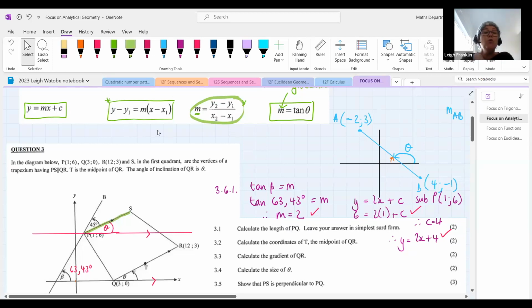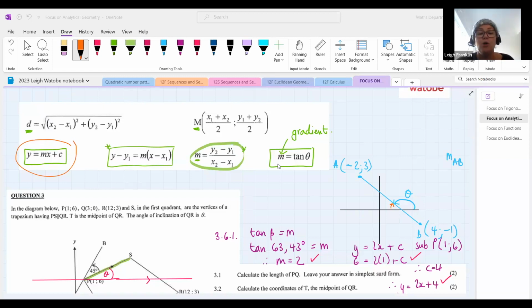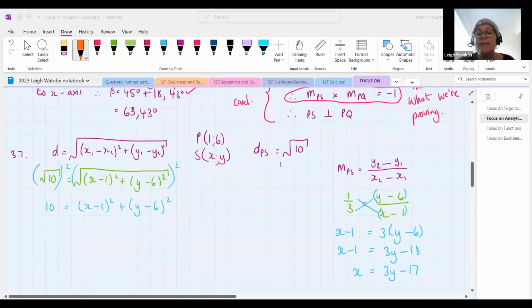We could also, if we wanted to, in this case, have used the equation of PS, which would be another way of doing it. I've just worked with gradient. All right. So now we're going to sub in.